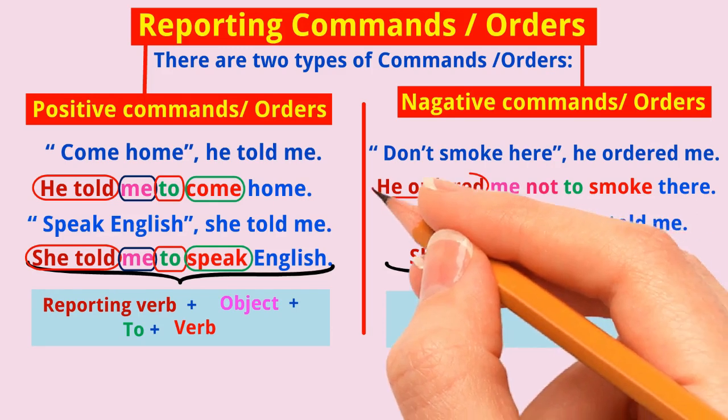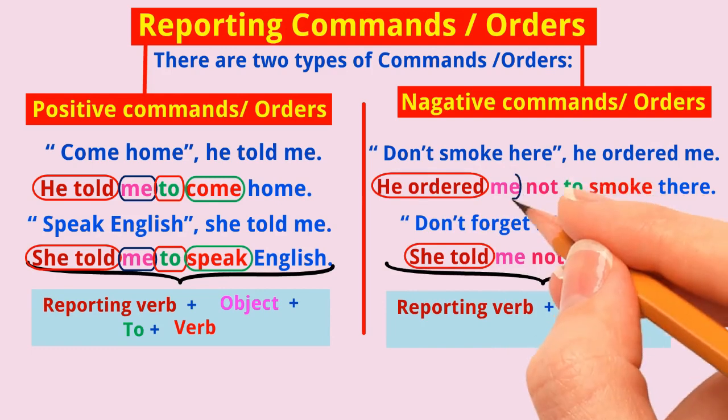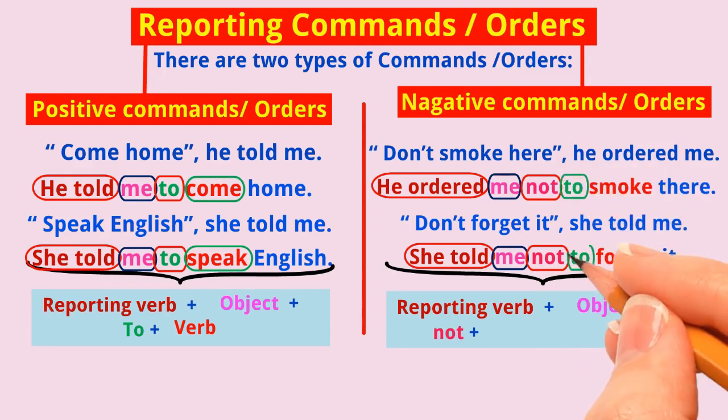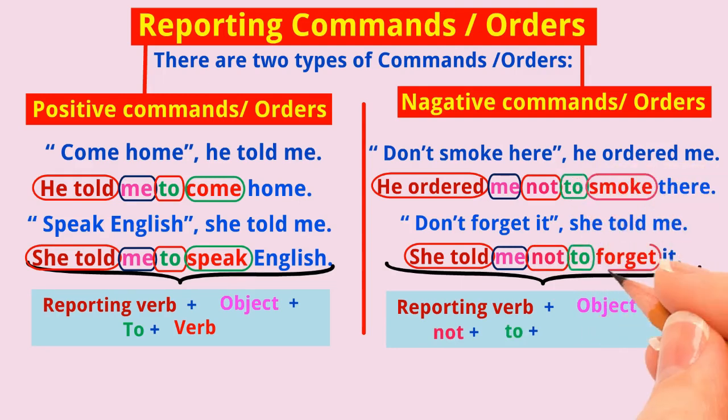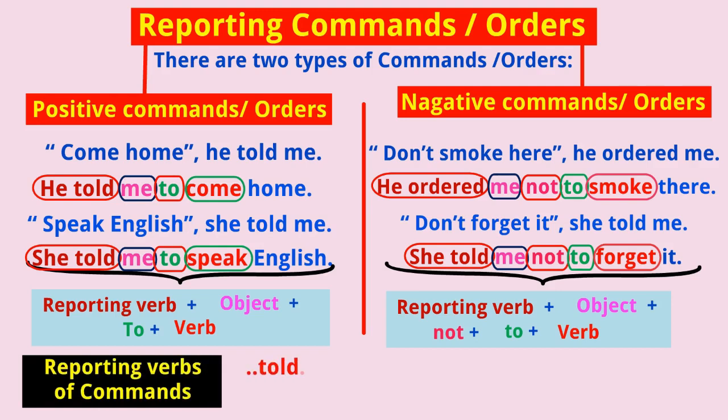Here we have "he ordered" and "she told," which are reporting verbs, and here we have "me" and "me," which is actually the object, plus "not" here and "not" here, okay? And plus "to" here and "to" here, and plus "smoke" here and "forget it," which are verbs. So the rule of negative commands is this: reporting verb plus object plus not plus to plus verb. The reporting verbs of commands or orders are told, ordered, warned, commanded, etc.